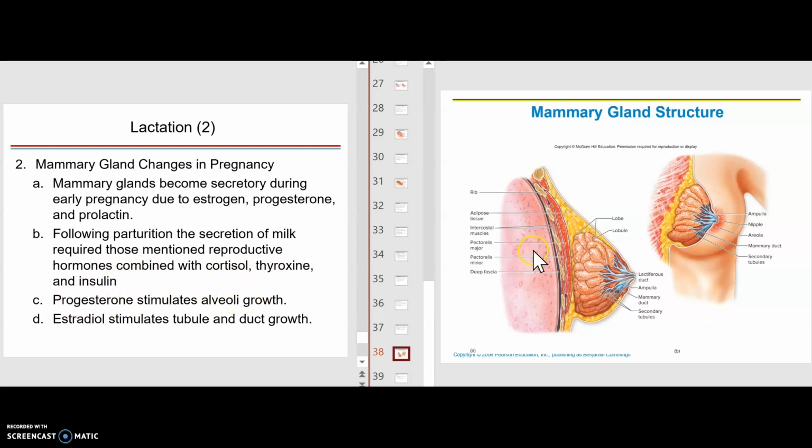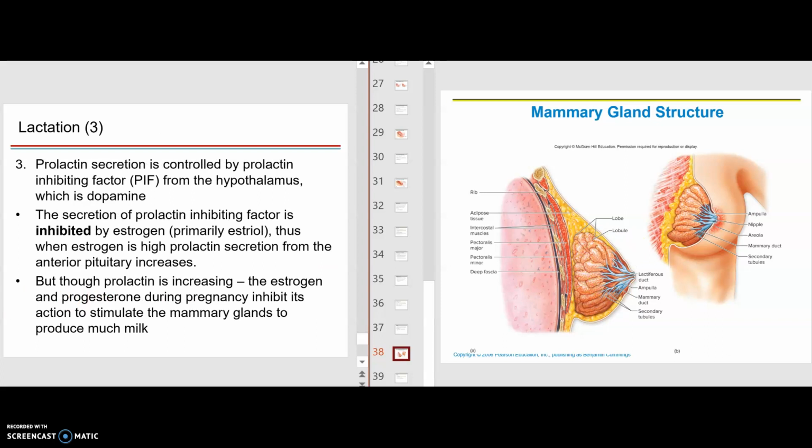Progesterone stimulates alveolar growth, and estradiol stimulates tubule and duct growth. So the estrogen and progesterone. Prolactin secretion is controlled by, as I mentioned, prolactin inhibiting factor from the hypothalamus, which basically is dopamine. The secretion of prolactin inhibiting factor is inhibited by estrogen. So PIF is inhibited by estrogen, primarily estriol.